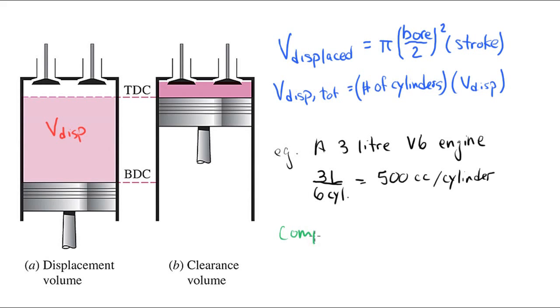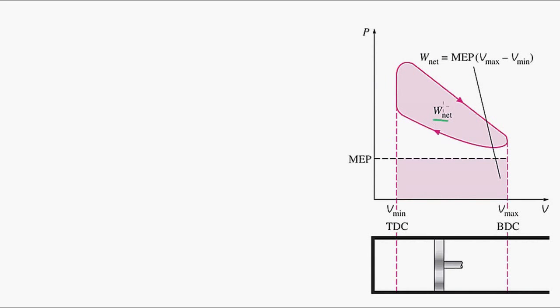Now the important parameter is called the compression ratio of the engine. That's a ratio of the two volumes, the maximum volume and the minimum volume. This is important because it determines the performance of the engine. Here we see on a PV diagram the cycle which an engine goes through, where the net work is the area inside the curve.